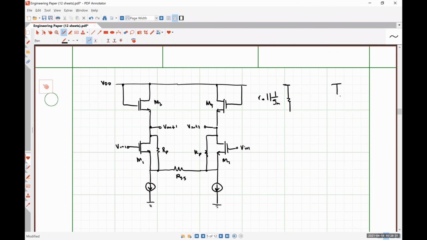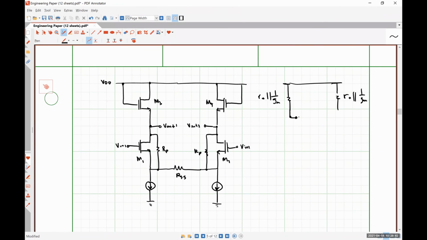And over here, another r0 in parallel with 1/gm. All right. Here's Vout1, Vout2.